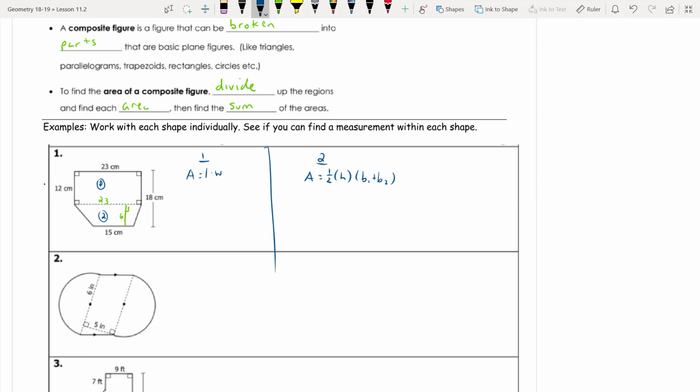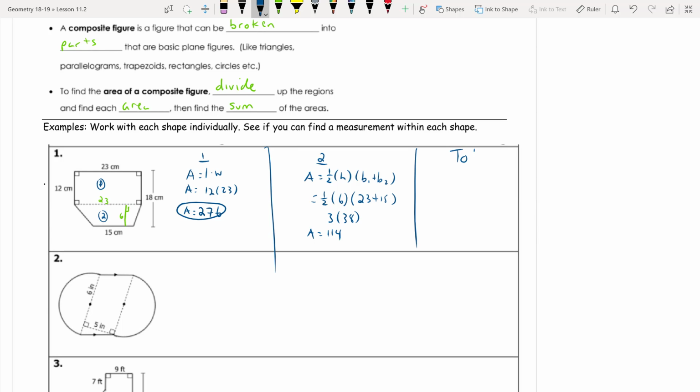So if I'm solving my rectangle here, it's just going to be 12 times 23. You're just going to multiply those, and so I have 276 over here. In my figure 2, in my trapezoid, I've got 1/2 times the height of 6, and then my bases are 23 plus 15. Half of 6 is going to give me 3, and 23 plus 15 is going to give me 38. I'm going to multiply those, and I have my area of this figure is 114.